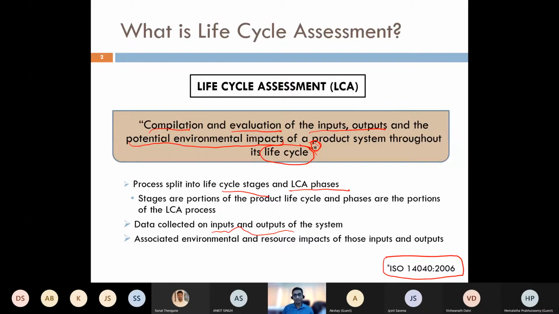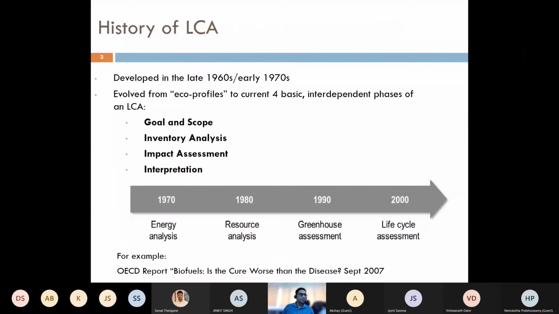So data collection is associated with LCA. And then we also get associated environmental and resource impacts along with the inputs and the outputs that we are considering. So this is a brief about life cycle assessment. Now let's go through the history of LCA.